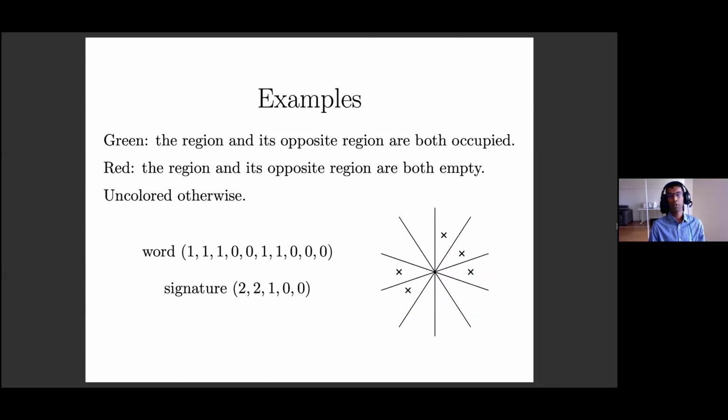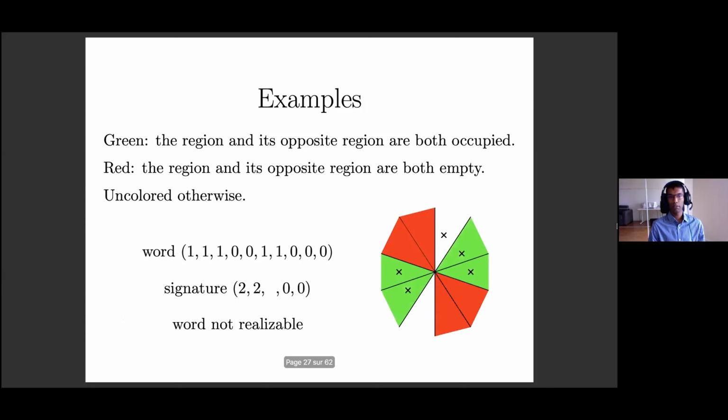So second example is this word. Is it realizable or not? If I cut it into 2 and I add the 2 halves, I get the signature 22100. And if I erase the ones from here, I get 2200, which is not interlacing, because the 2s don't alternate and the zeros don't alternate. You have 2 consecutive 2s. So by the theorem, this word is not realizable.